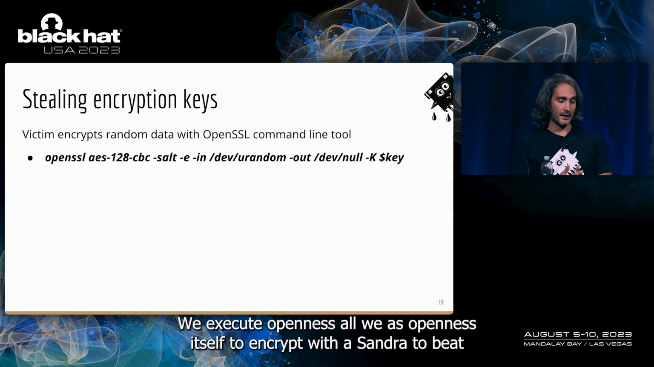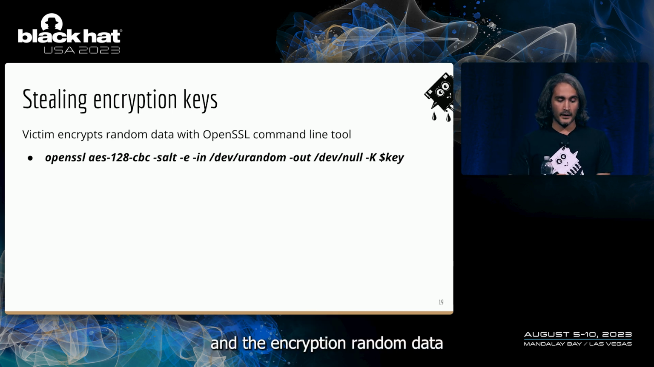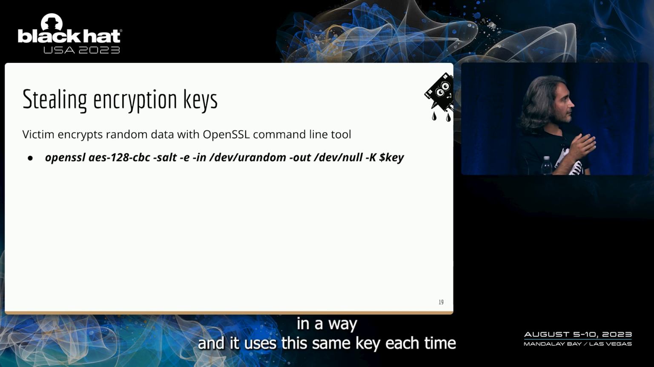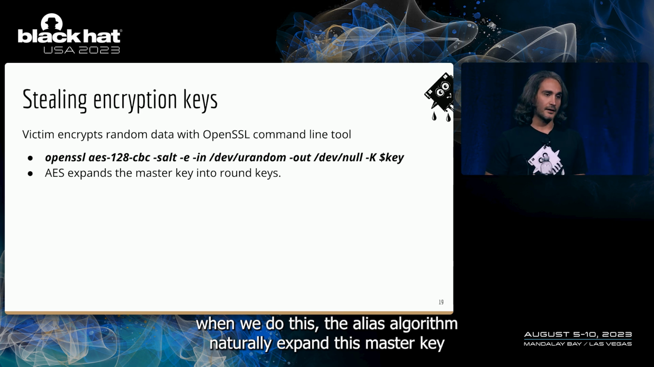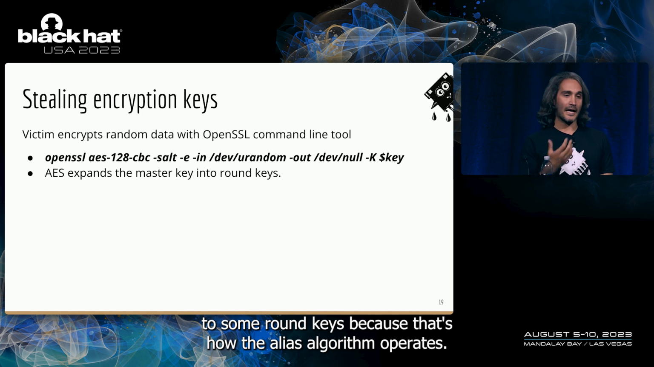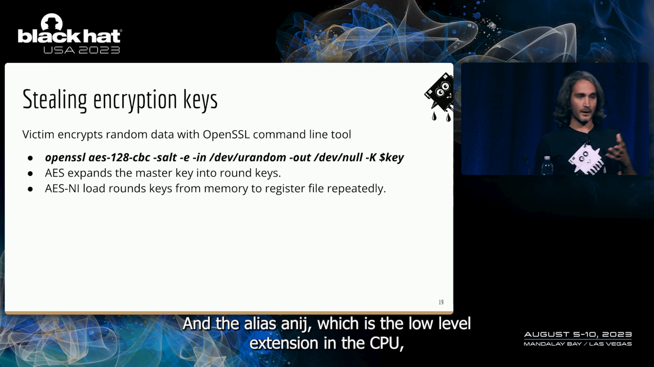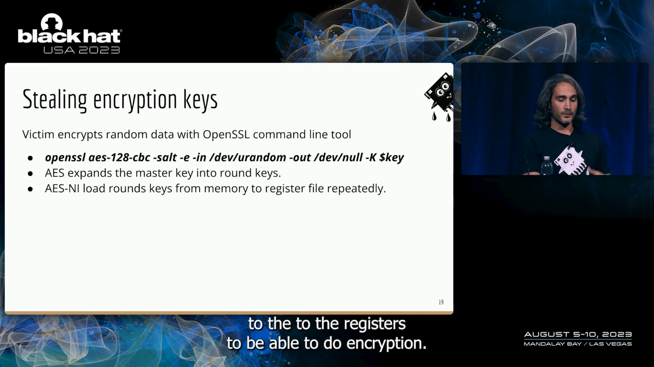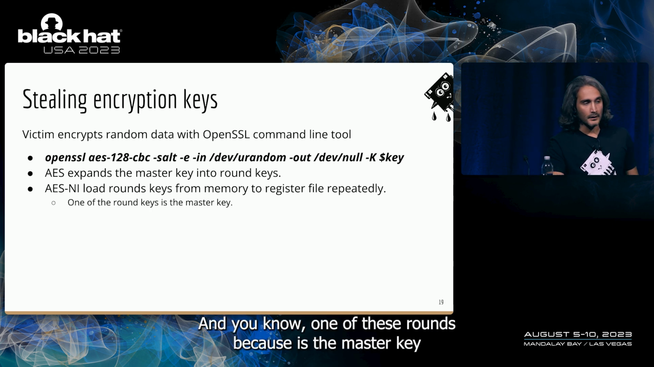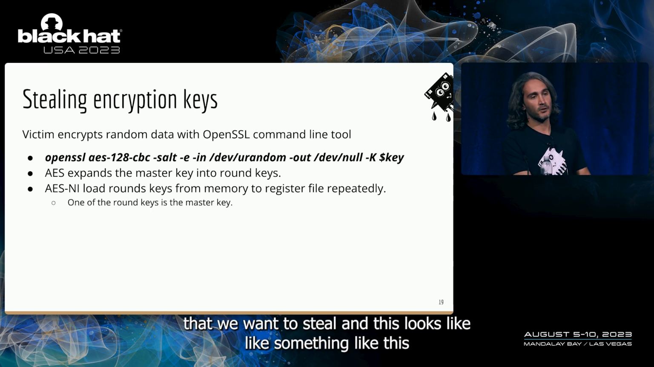We execute OpenSSL. We ask OpenSSL to encrypt with AES 128-bit. And we encrypt some random data, throw it away, and it uses the same key each time. And here, when we do this, the AES algorithm naturally expands this master key to some round keys, because that's how the AES algorithm operates. And the AES-NI, which is the low-level extension in the CPU, has to load all these round keys from the memory to the registers every time to be able to do encryption. And we know one of these round keys is the master key that we want to steal.